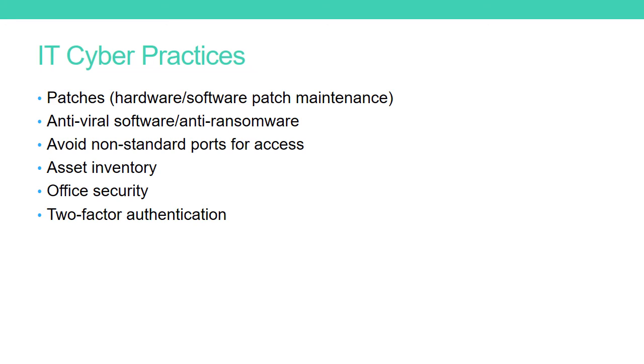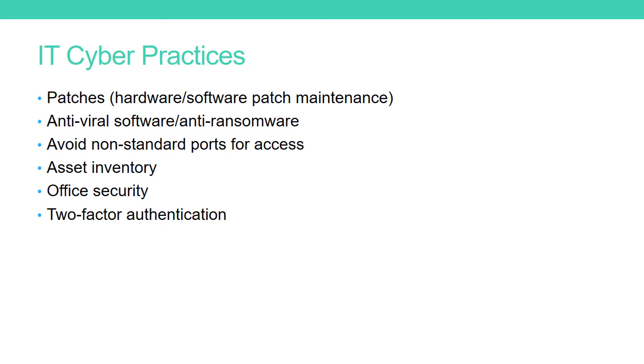You should maintain an asset inventory and know what devices you have. Often people forget that printers and scanners have hard drives on them, and that any device that becomes obsolete probably has information on it in some way. And we've already talked a lot about office security. And I really recommend two-factor authentication whenever available, especially on things like websites, bank accounts, any kind of financial accounts and any kind of business systems.